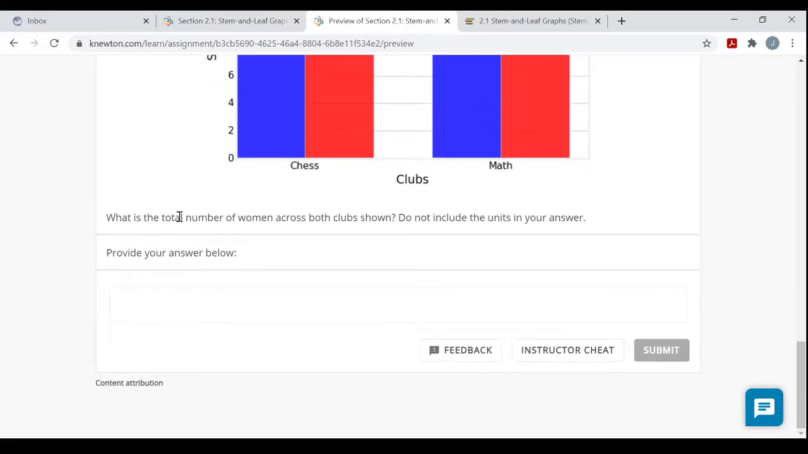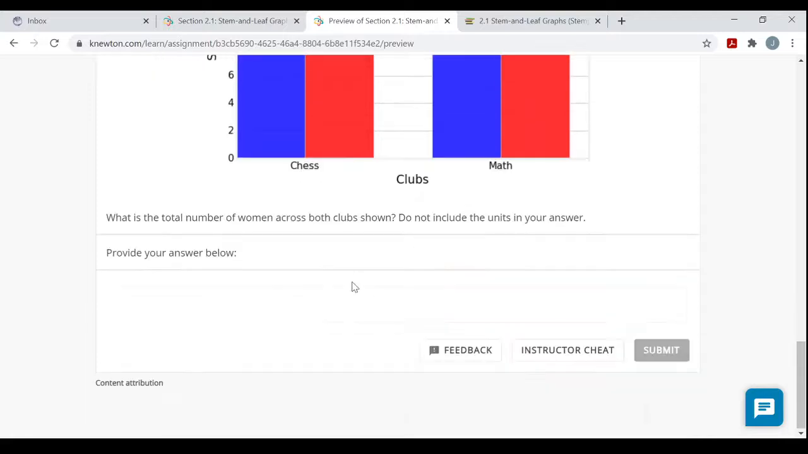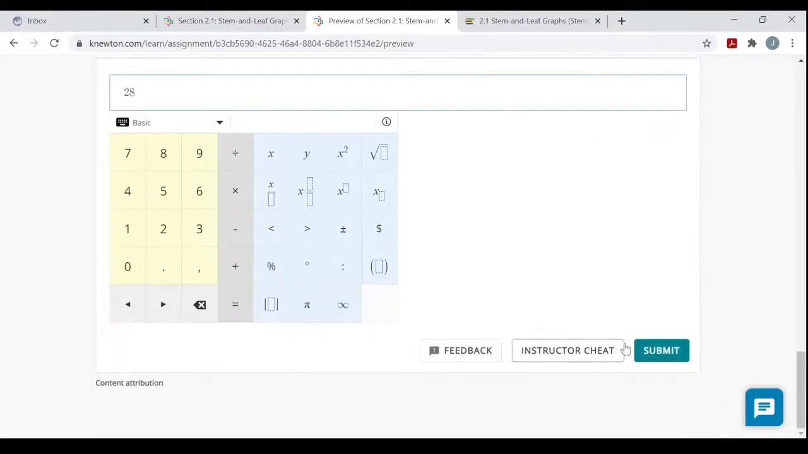What is the total number of women across both clubs shown? And don't write the units. Don't write the word women. Just write the number. So it says, what's the total number of women in both clubs? So I said earlier, look at red for women here. There are 17 in the chess and 11 in the math. 17 plus 11 is 28. There are 28 total women, just looking at the red bars.